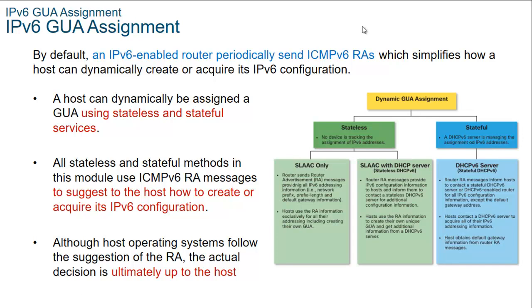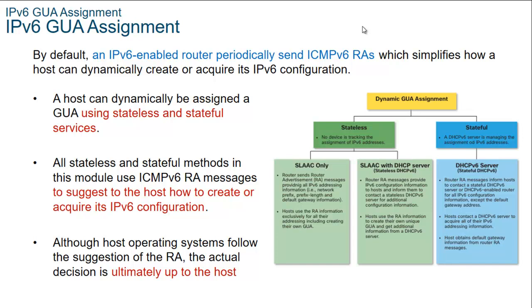In SLAAC only, the router sends a router advertisement message providing all IPv6 addressing information, which includes network prefix, prefix length, and default gateway information. Hosts use the RA information exclusively for all their addressing, including creating their own GUA. So in this instance, there is no DHCP server.